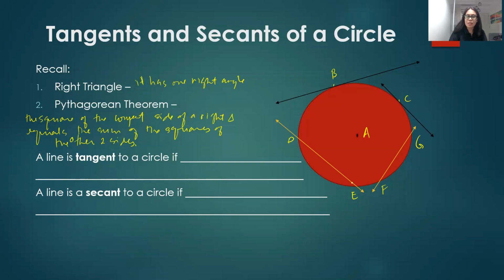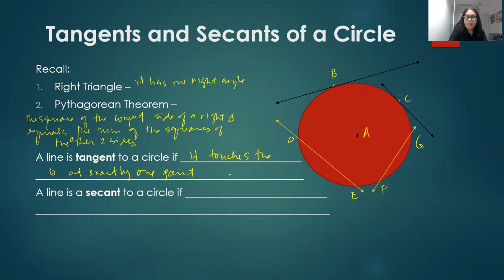So when we say tangent line, a line is tangent to a circle if it touches or intersects the circle at exactly one point. And we call the point of intersection the point of tangency. So take note that line B and line C intersect the circle at point B and point C respectively. So points B and C are called the points of tangency.